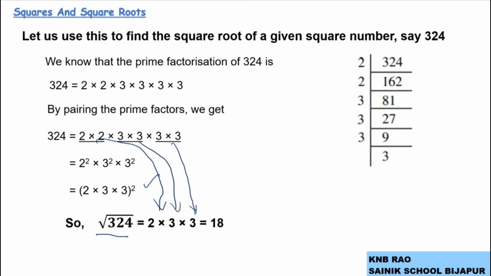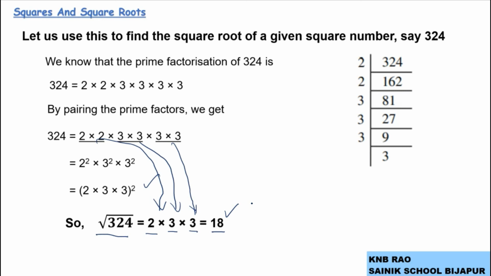So from this one pair of 2's we got 1 2, from this one pair of 3's we got 1 3, from this another pair of 3 we got another 3. So 2 into 3 into 3 gives 18. Therefore, square root of 324 is 18. This is the method of finding square root of a number by prime factorization method.